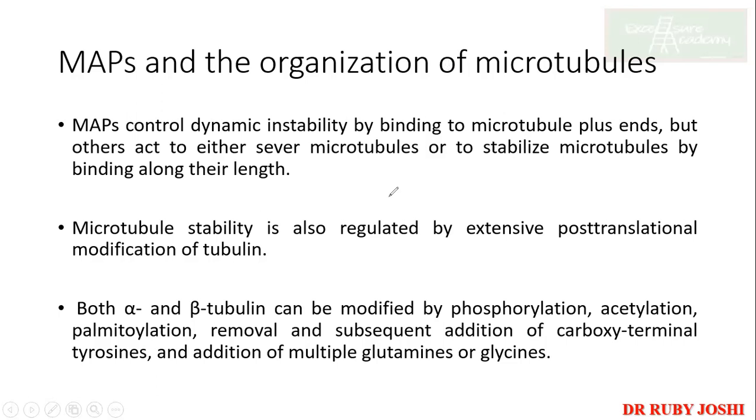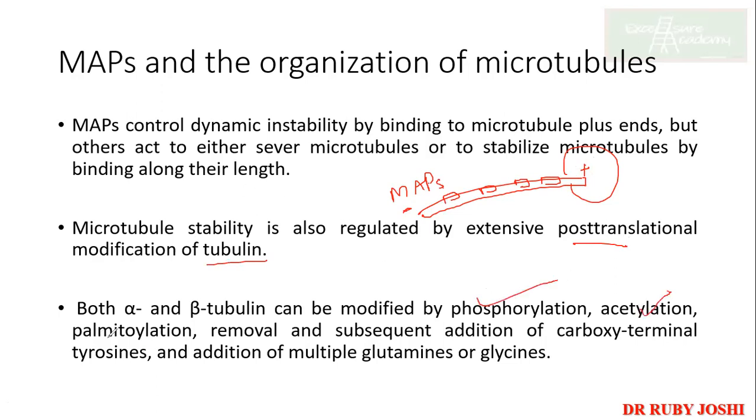So we have got MAPs. Okay, this is your microtubule with plus and minus end. So they are helping in stabilizing your plus end. Okay, there are many other proteins which bind over here in order to stabilize a protein. So microtubule stability is also regulated by extensive post-translation modification of the tubulin. And what kind of post-translation? It can be phosphorylation, acetylation, palmitylation, or removal or addition of C-terminal tyrosines or glutamines or glycines. Okay, so remember this a bit.